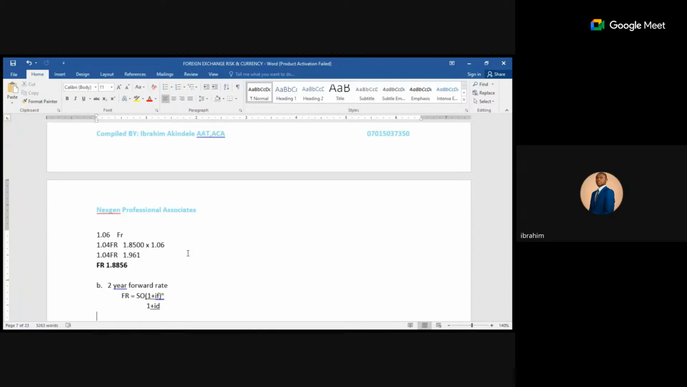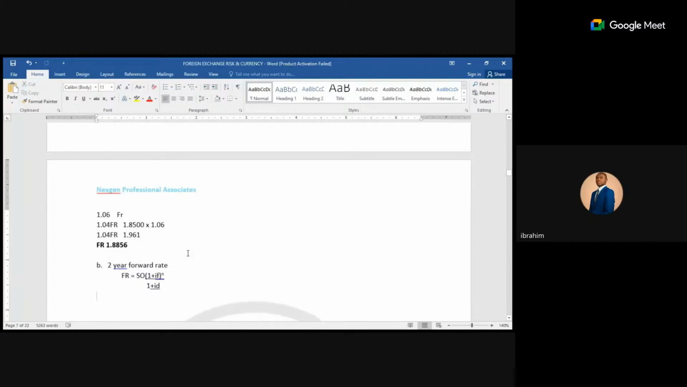So in determination of the forward rate for 2 years, you have to raise it to the power of the number of years. So I can change this to forward rates. I already know my domestic. What is the spot rate? I already have 1.8500.